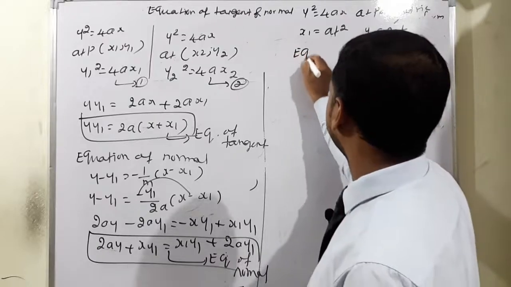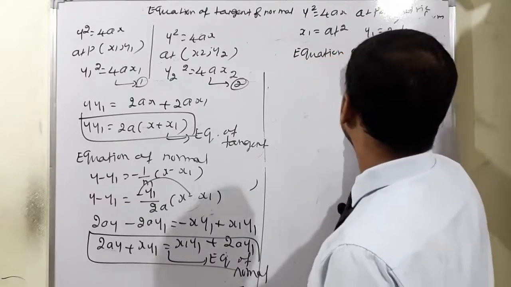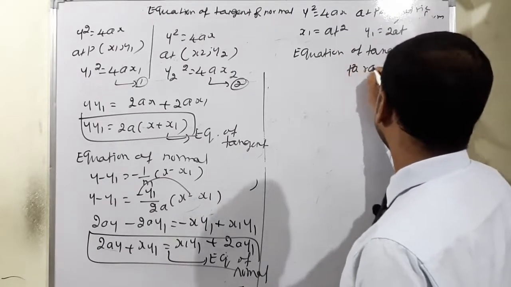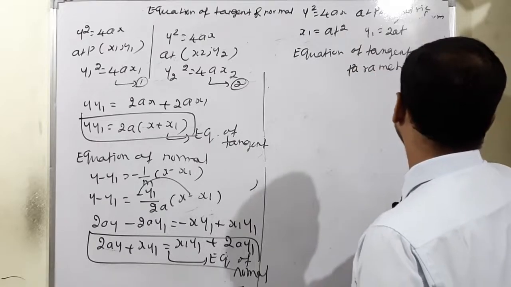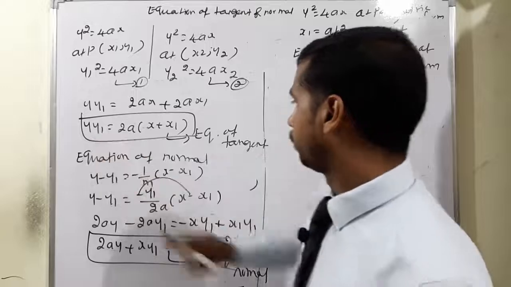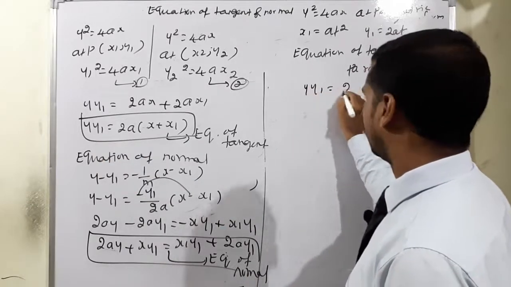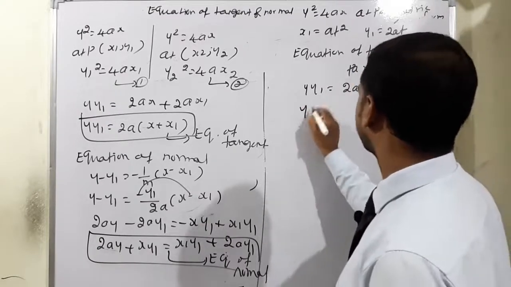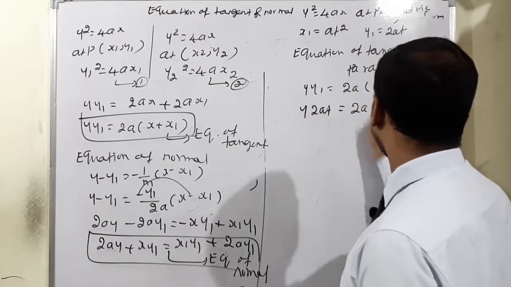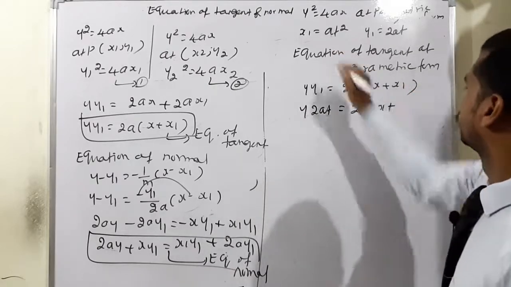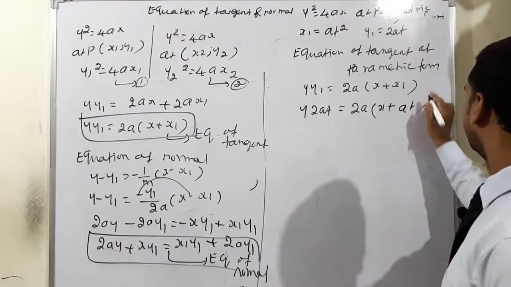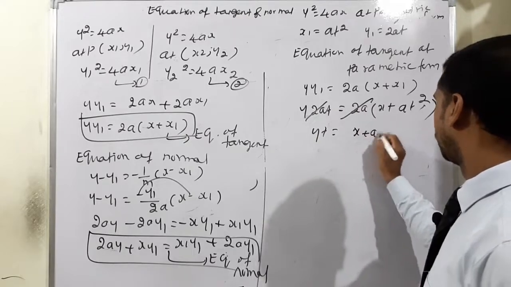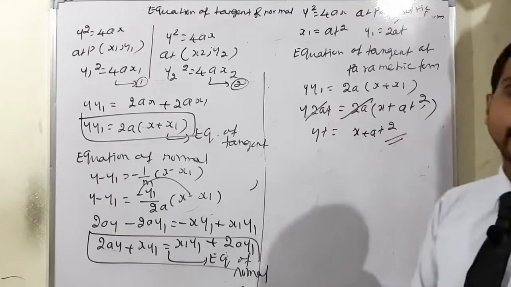Now, equation of tangent in parametric form. The equation of tangent is y1 y is equal to 2a into x plus x1. Instead of y1 we can write 2at. So y into 2at is equal to 2a into x plus x1, meaning at square. Now look, 2a cancels, means yt is equal to x plus at square. This is the equation of tangent in parametric form.